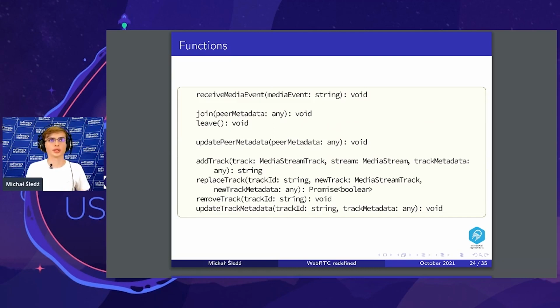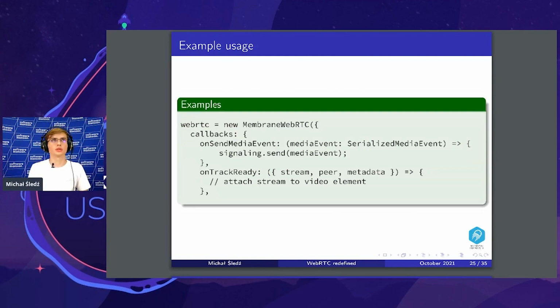We also have the update peer metadata function, add track, replace track, remove track, and update track metadata. I think that they are pretty self-explanatory. And now we'll move to an example usage of our client library. We basically need to create the Membrane WebRTC class and implement some callbacks. We implement on send media event by sending something through the signaling server, and we also implement on track ready. In this callback, we can, for example, attach the stream to an HTML video element to display it in our browser.